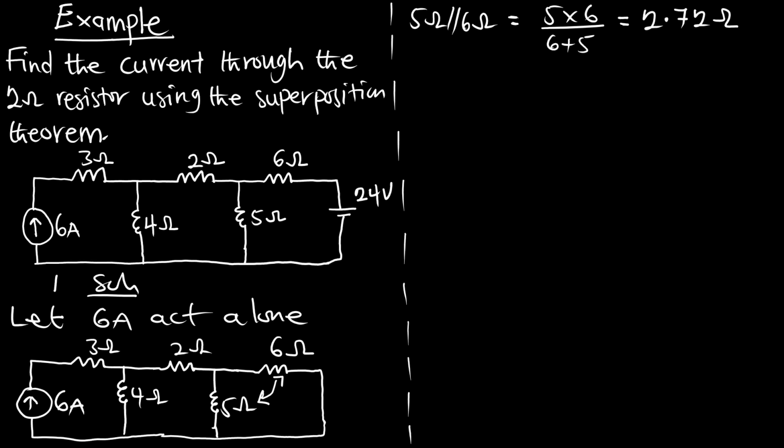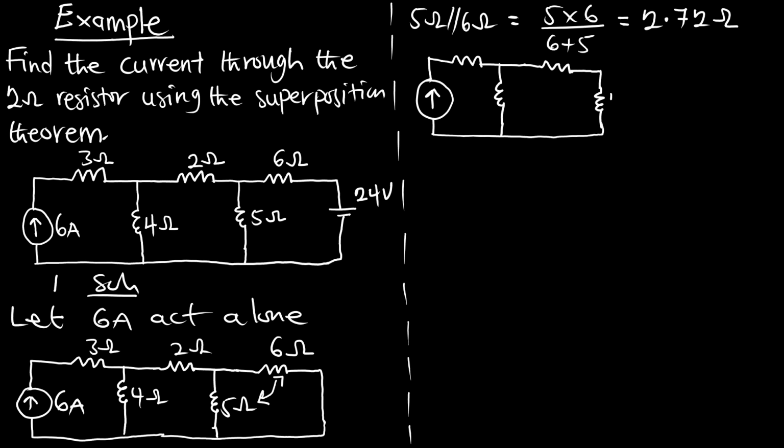So now our circuit is going to be reduced to this form. The current source is still there. We are going to have the 3 ohm resistor, my 4 ohm resistor, and this 2 ohm resistor is going to be in series with the effect from the 6 ohm and 5 ohm resistors. So this is my circuit.